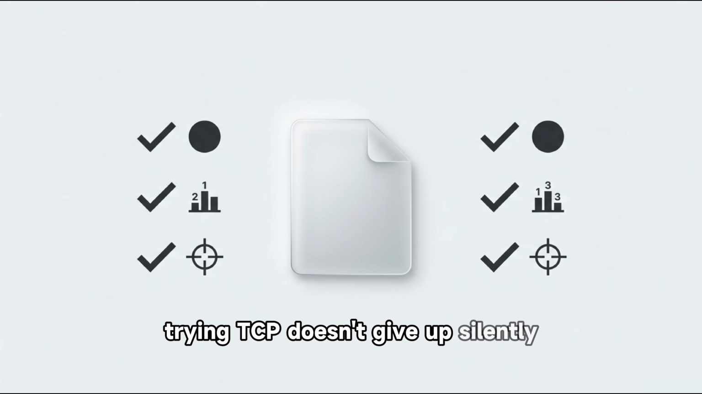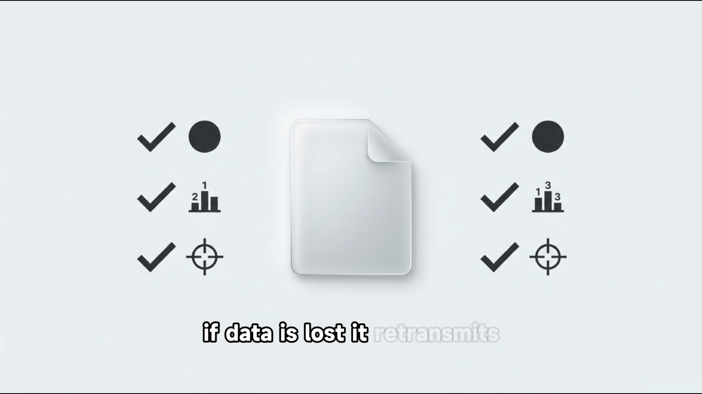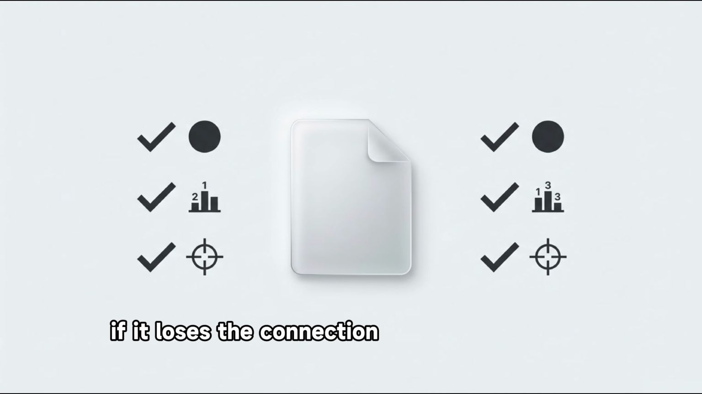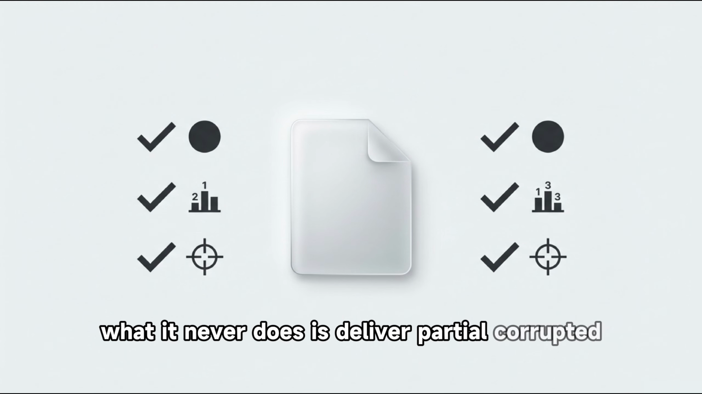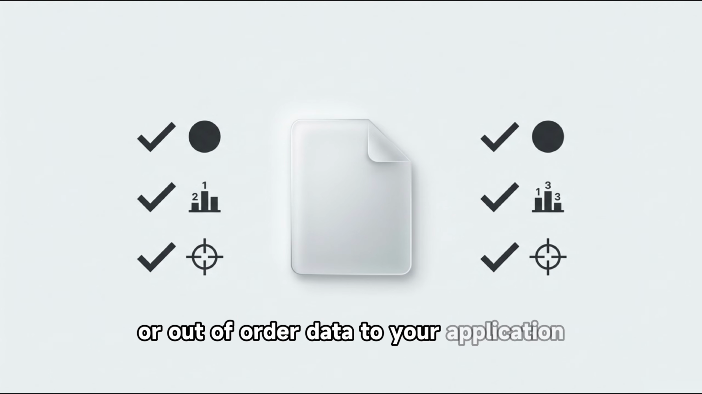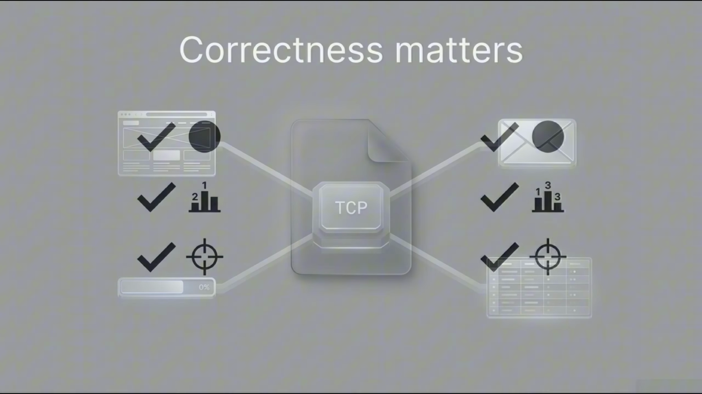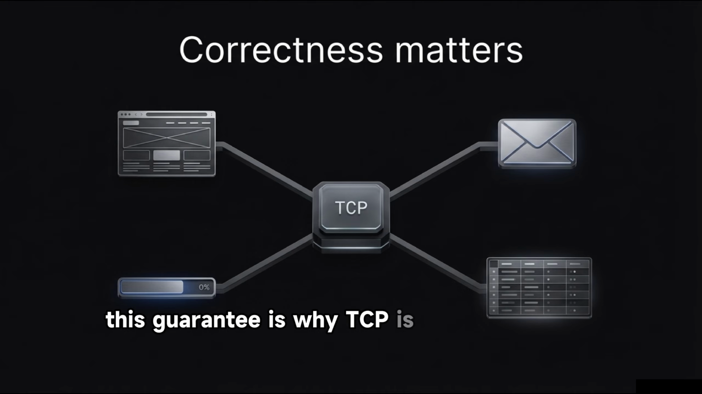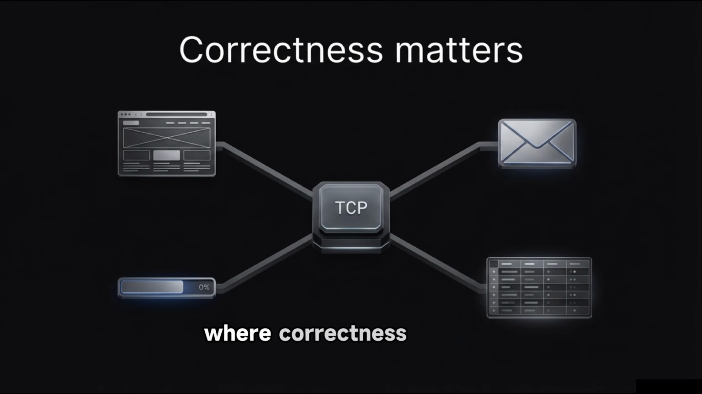TCP doesn't give up silently. If data is lost, it retransmits. If it loses the connection entirely, it tells you. What it never does is deliver partial, corrupted, or out-of-order data to your application without your knowledge. This guarantee is why TCP is used for almost everything where correctness matters.